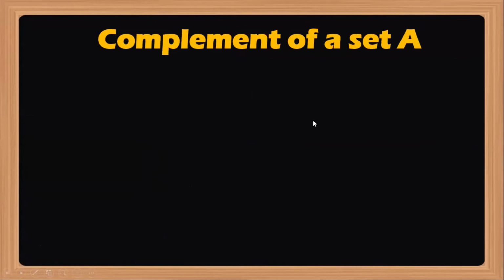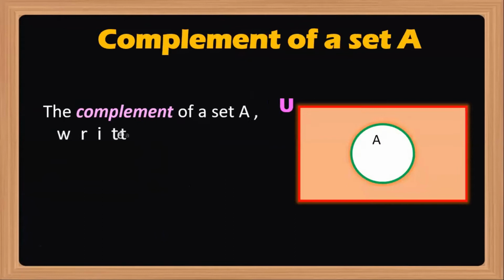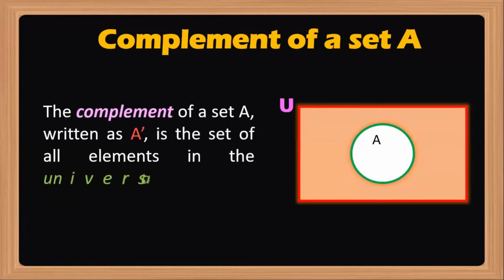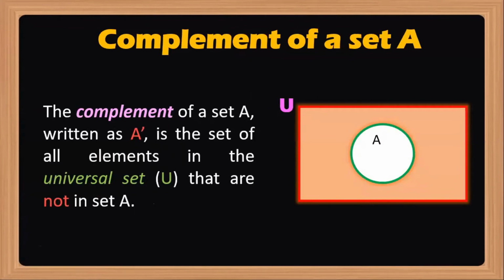What do we mean by a complement of a set? Let's say complement of set A. So the complement of a set A, written as A complement, is the set of all elements in the universal set that are not in set A. Okay? Kung ang set A natin is the white circle, yung circle na yan, pag sinabing A complement, yung outside ng A. Ang tinutukoy dyan is all the elements outside of A, including the universal set.